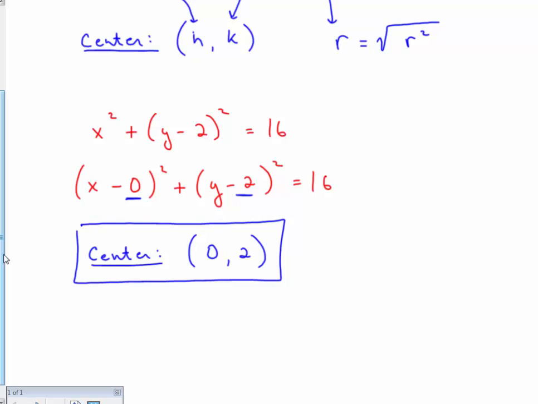To find r, which is the radius, we always say r equals the square root of whatever value is shown. So in this case, r would equal the square root of 16. The square root of 16 is 4, so the radius is 4.